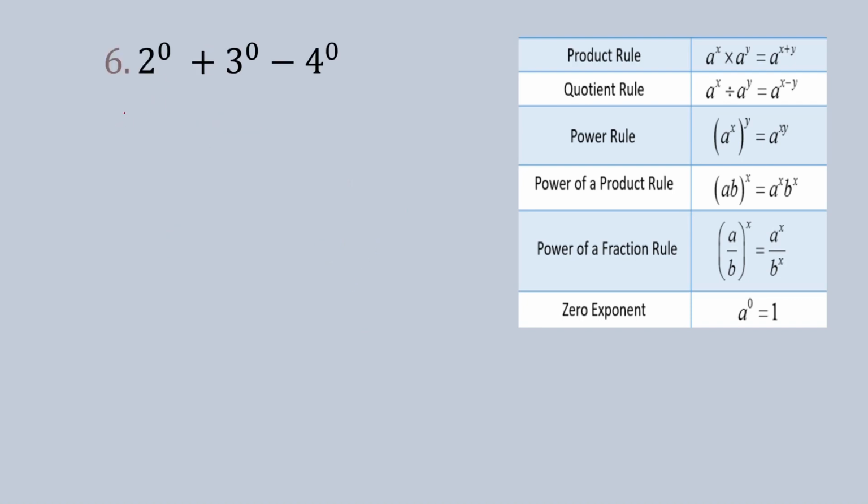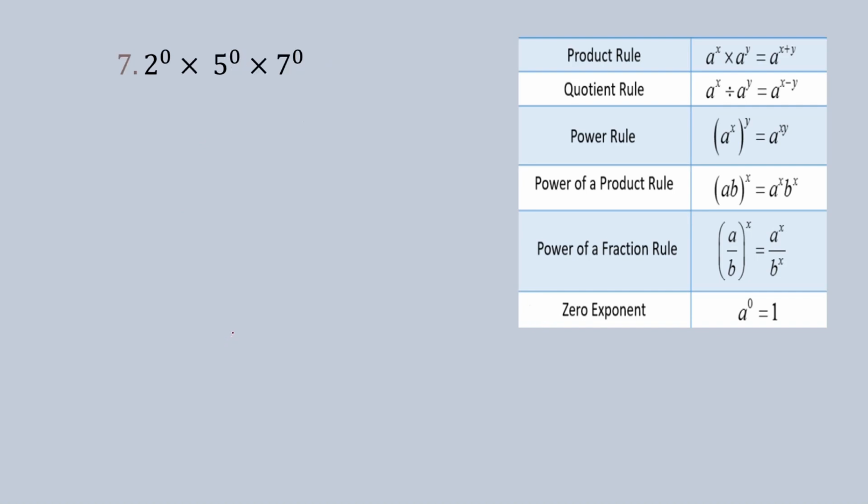Next, question number 6. Here anything raised to the power 0 is 1, which is our zero exponent law. So 2 raised to the power 0 is 1, 3 raised to the power 0 is 1, and 4 raised to the power 0 is 1. 1 plus 1 is 2 minus 1, which is 1 only.